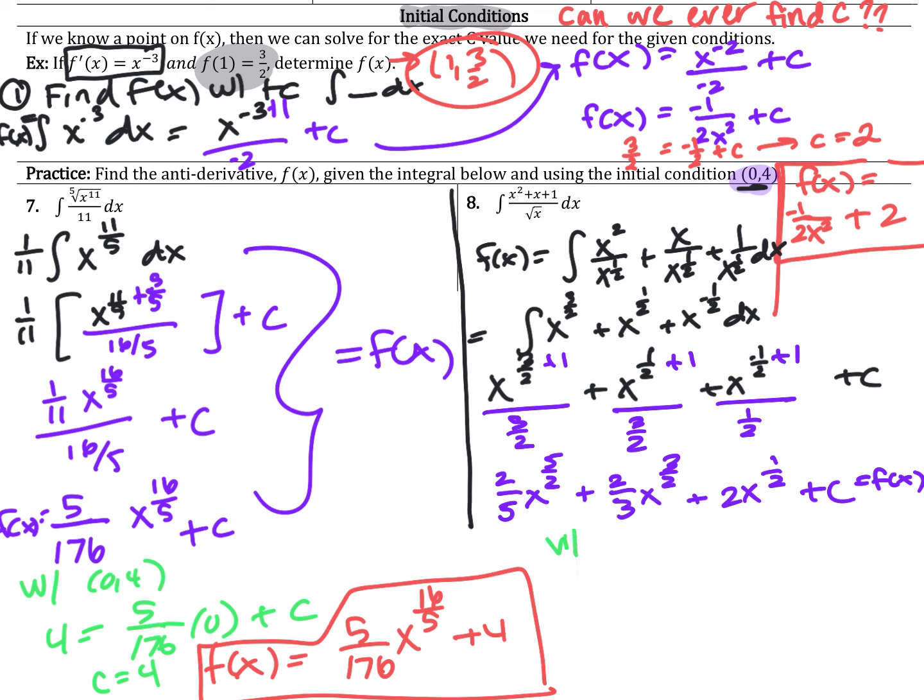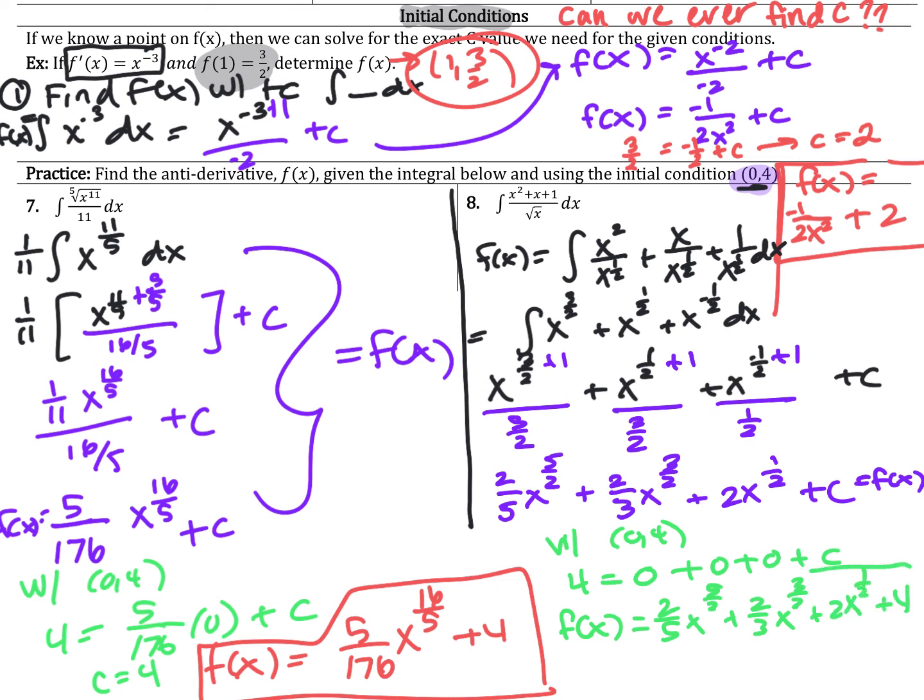Now, go ahead and pause the video and use your initial condition 0, 4 to write your function f. If I plug in 0, each of those terms is going to be 0 except for c. So c is 4. So we can rewrite f of x as 2/5 x to the 5 halves plus 2/3 x to the 3 halves plus 2x to the 1/2 plus 4. And that will be our exact function.